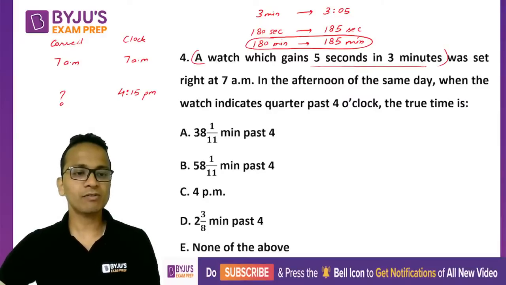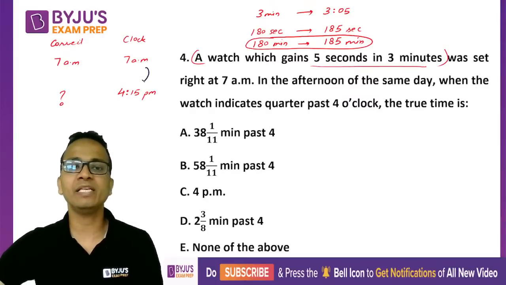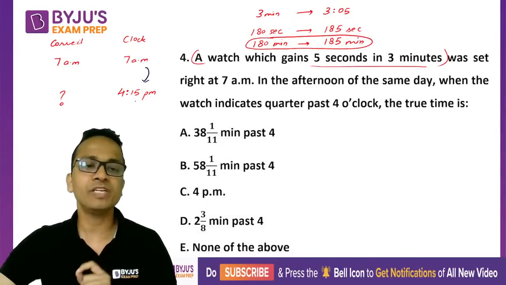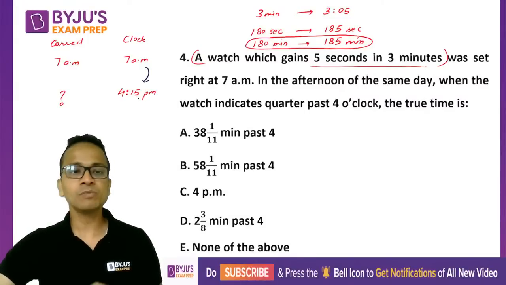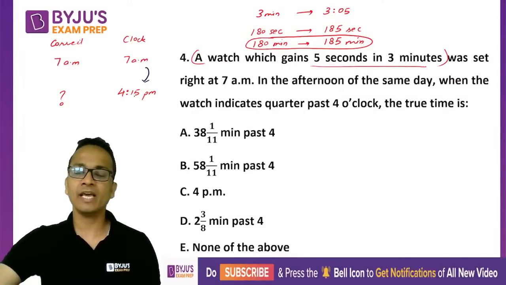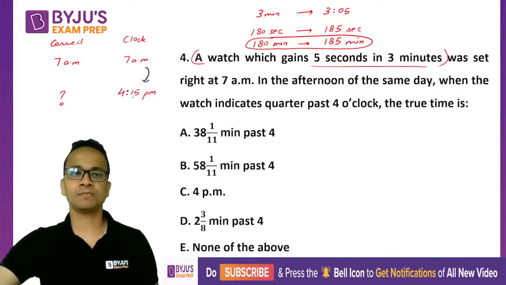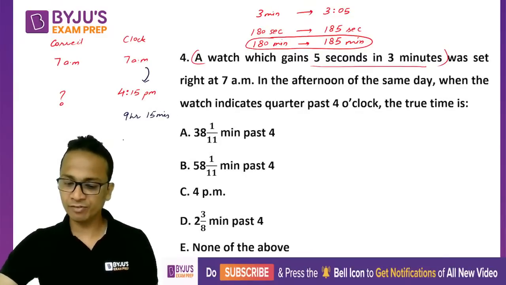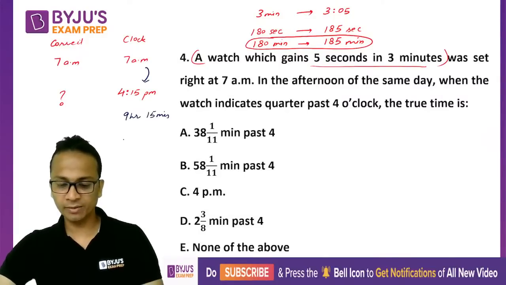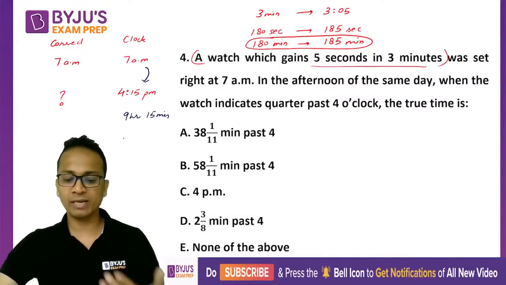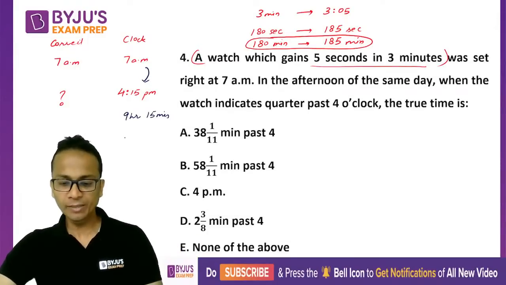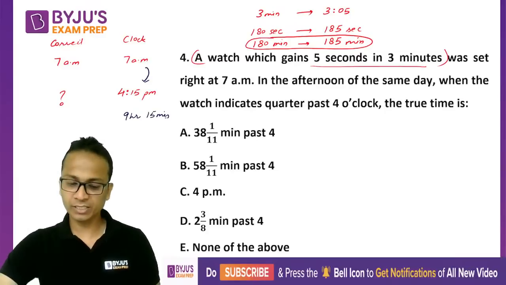Now let us find out the number of minutes that have elapsed in this clock starting from 7 a.m. up till 4:15 p.m. Starting from 7 a.m. up till 4:15 p.m., how many minutes have elapsed? So it is 9 hours and 15 minutes. Okay, so 9 hours and 15 minutes have elapsed. Elapsed means to pass. Okay, all right. So 9 hours and 15 minutes done.